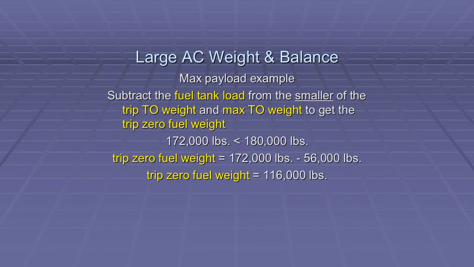Next, we will subtract the fuel tank load from the smaller of the trip takeoff weight and the maximum takeoff weight to get the trip zero fuel weight. Since the trip takeoff weight at 172,000 pounds is smaller than the maximum takeoff weight at 180,000 pounds, we will use it in this calculation to get a trip zero fuel weight of 116,000 pounds.